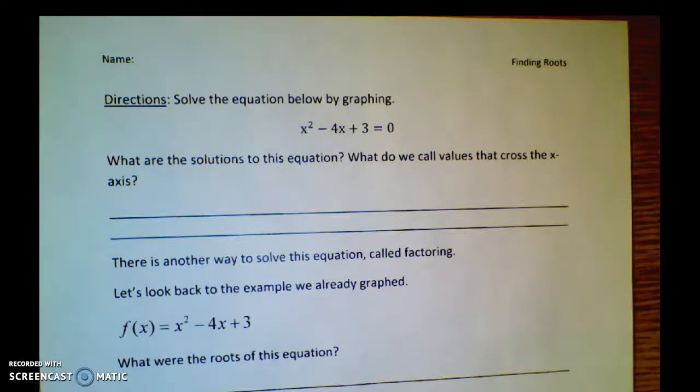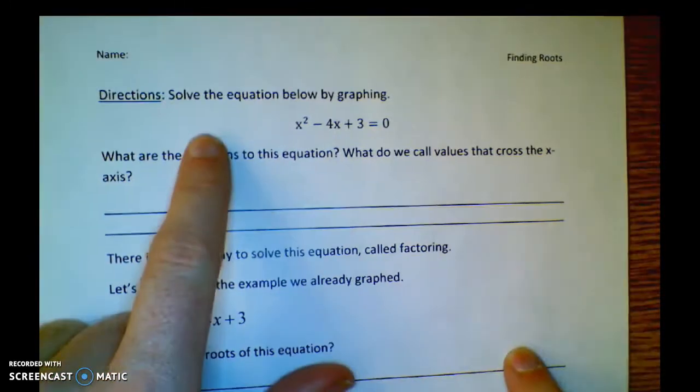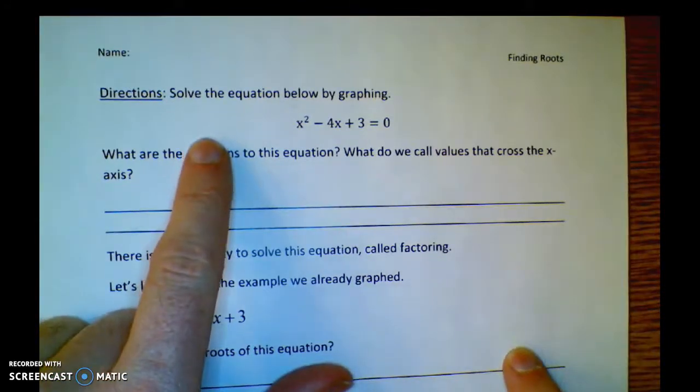Alright, today we're going to move on from graphing and we're going to learn how to solve with a different method, which is called factoring. We'll review how we did graphing and then how it translates into the factoring method. So it says solve the equation below by graphing.